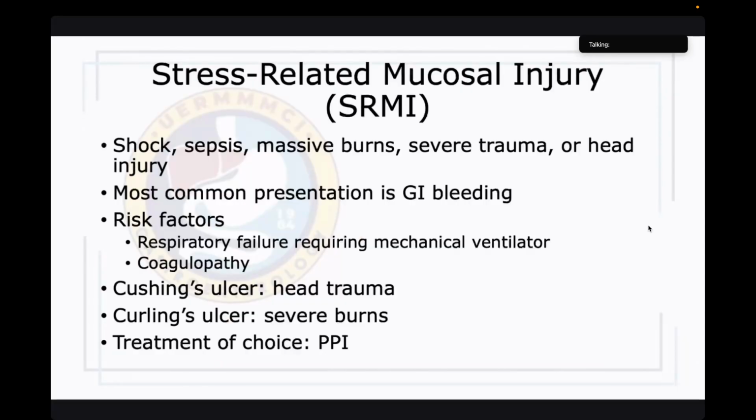Whatever the cause is, PPIs are still the treatment of choice for stress prophylaxis. So if we see patients that are at risk for stress-related mucosal injury, we can start PPIs. Fortunately also, bleeding in stress-related mucosal injury is usually minimal and it can stop with PPI, although at times we also need to perform endoscopic therapy for those who do not have a response to proton pump inhibitors.